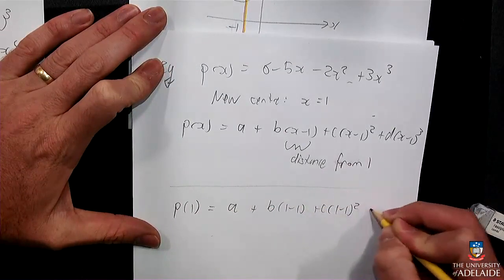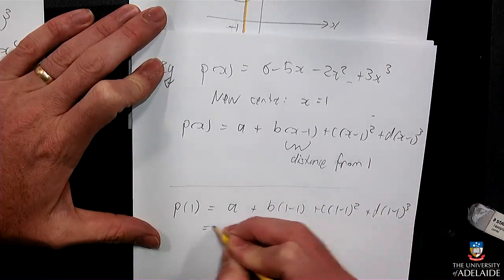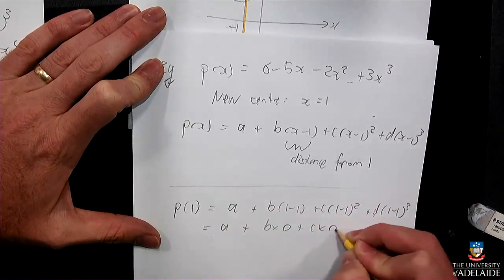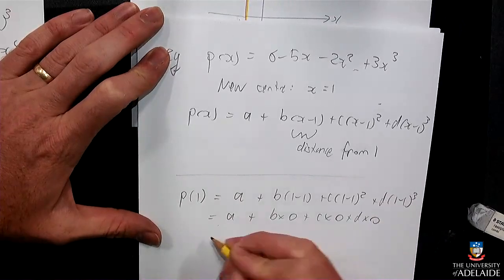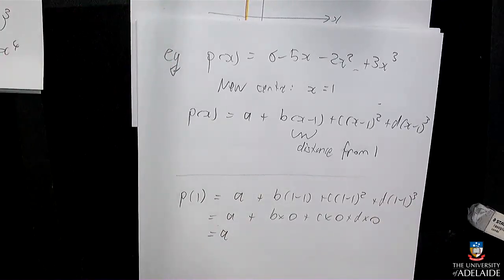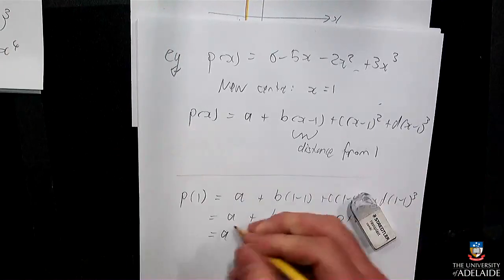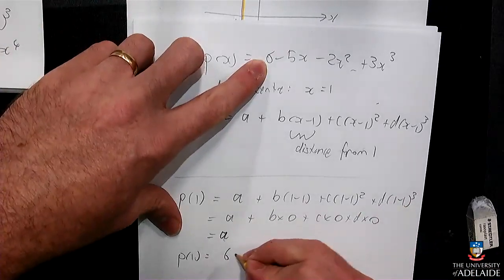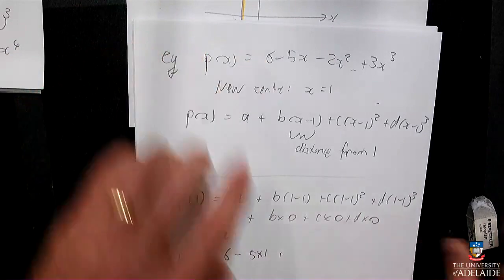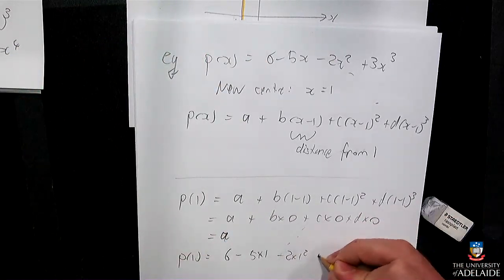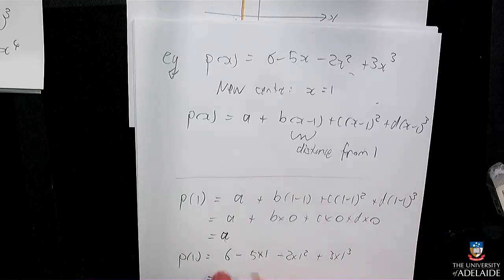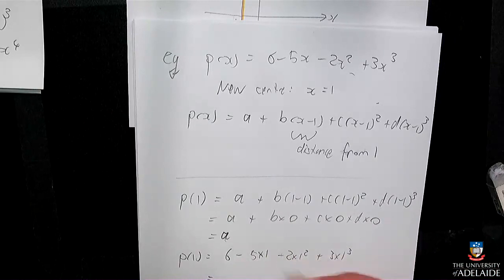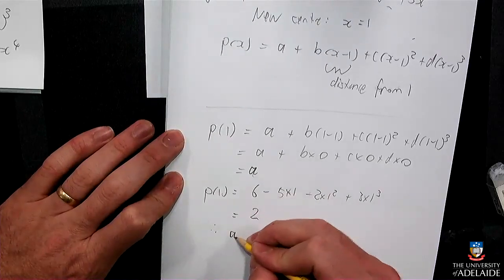So I'm going to do it explicitly this first time. And that's going to tell me what a is. So if I can figure out what p of 1 is, so let's see what p of 1 really is. It's 6 minus 5 times 1 minus 2 times 1 squared plus 3 times 1 cubed. So 6 minus 5 would be 1, minus 2 would be negative 1, plus 3 would be 2. Okay, good. And so therefore, the a I need is 2.